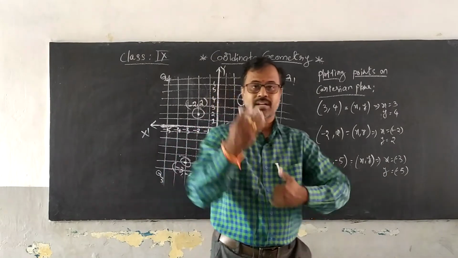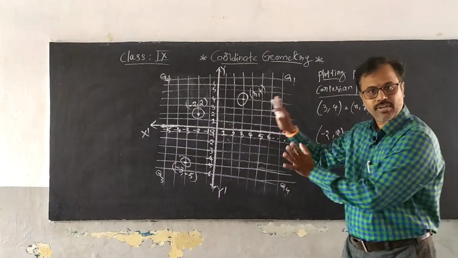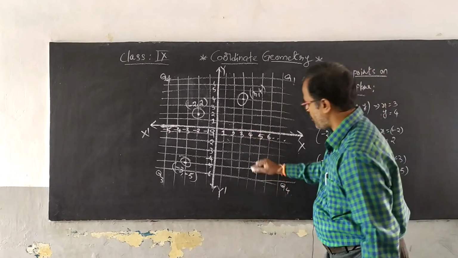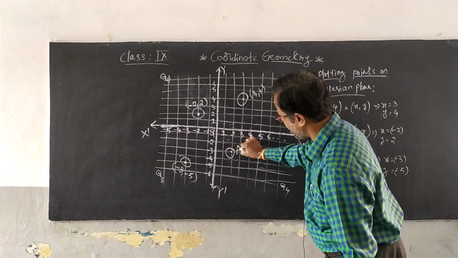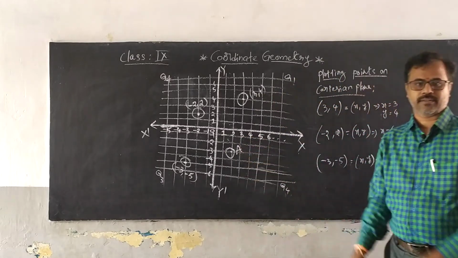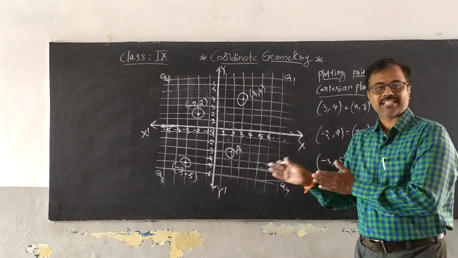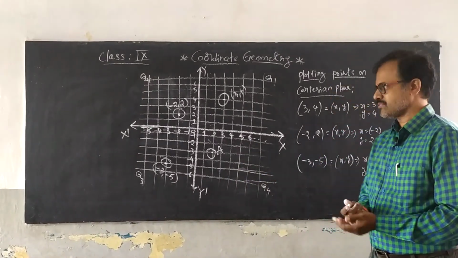Sometimes the question may be reversed for you. They will give you a graph and they plot a point here, and this point is named as A. What is the coordinates of A? Can you tell me what is the x value and what is the y value of this A? Yes, very good.